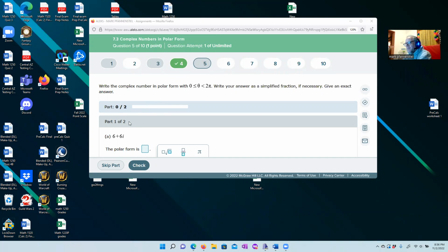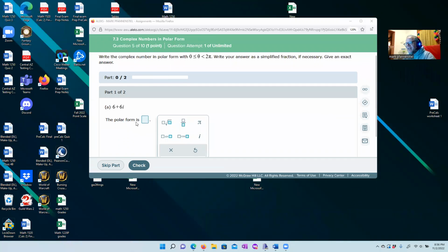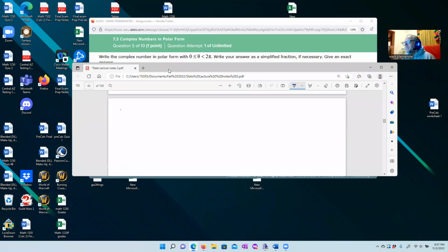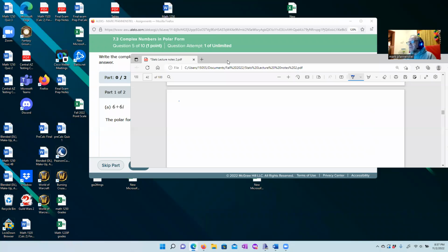So one of the numbers we have to convert is 6 plus 6i. That seems reasonable enough. So what are we going to be working with here? We have 6 plus 6i. I always like to graph them first.